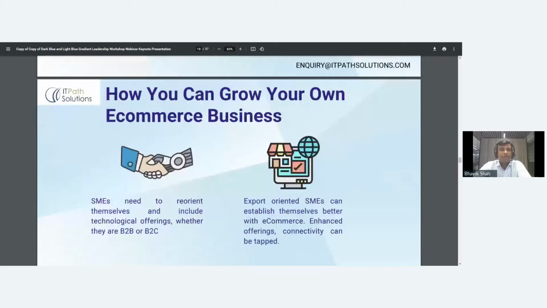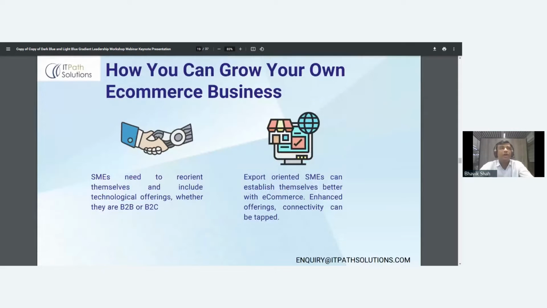And now the most important question for all the SMBs. Until now we have explored how e-commerce is going to help you expand your business. Here also we will discuss 3 points which will state how it can help you grow your business. So SMEs need to reorient themselves and include technological offerings, whether they are B2B or B2C, meaning business to business or business to clients.